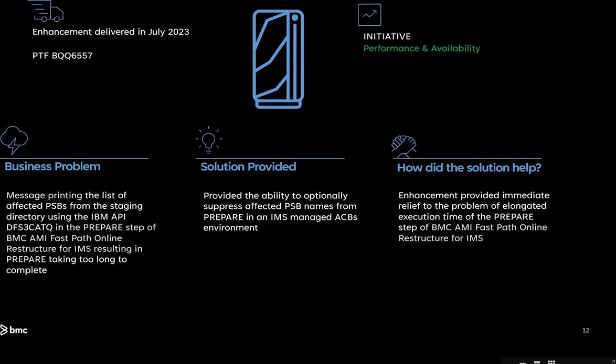So in an IMS managed ACBs environment, there is no real need to find the list of affected PSBs from the staging directory at prepare time. And so it was usually okay for the customer to suppress the message which printed the list of affected PSBs in prepare. And as you would have probably guessed, this initiative fell under what we call performance and availability, because really it was impacting the performance of the product in the customer's environment.